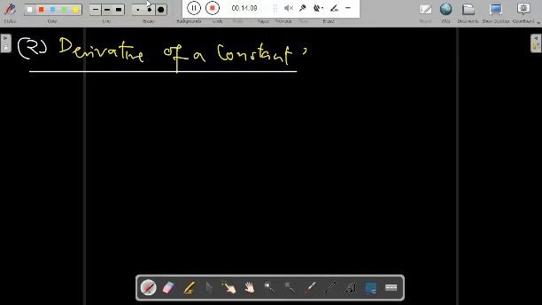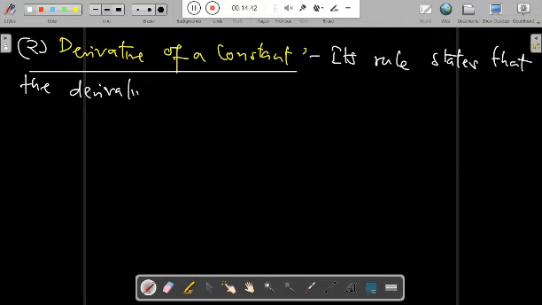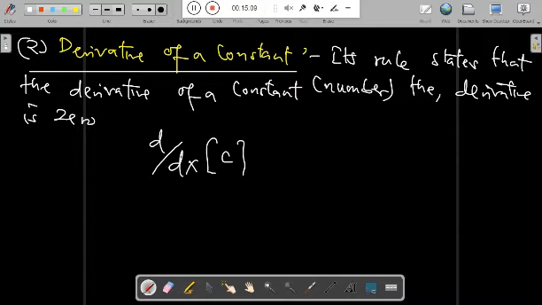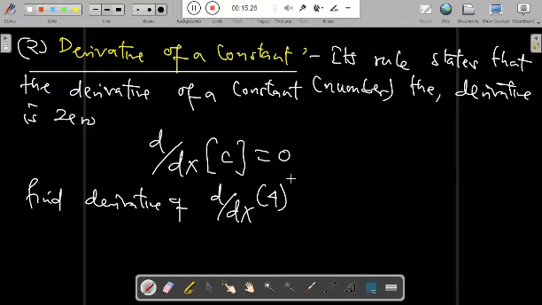Second, we have another rule known as the derivative of a constant rule. This rule states that the derivative of a constant number is 0. So d over dx of any constant number is equal to 0.